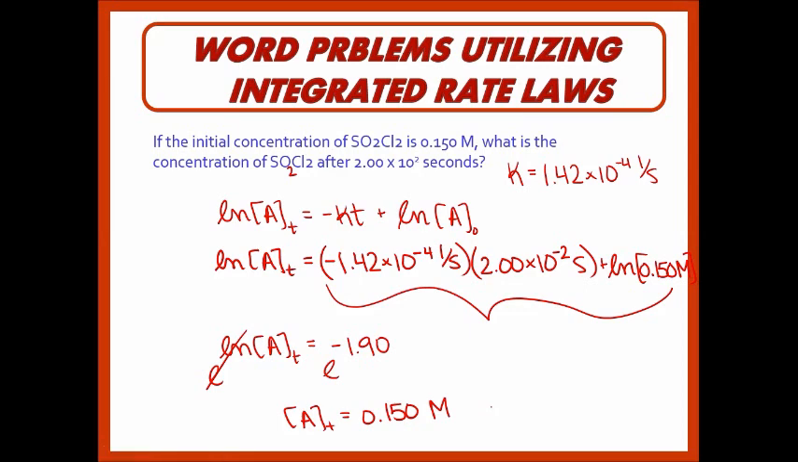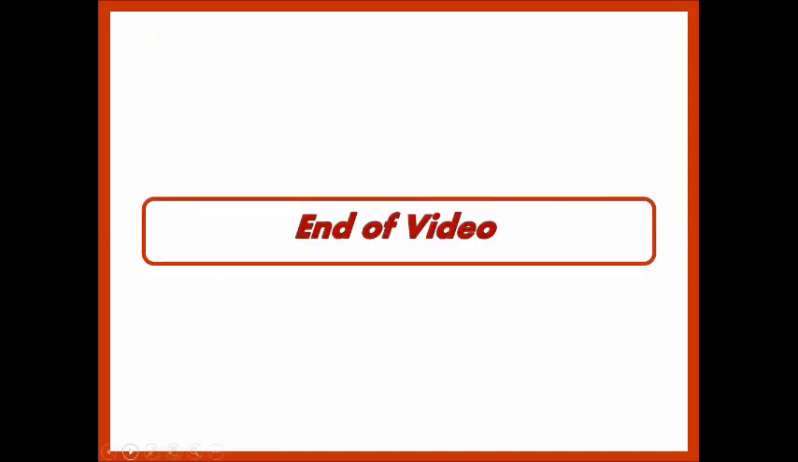So in this video, we've seen how we can use integrated rate laws to solve for different variables, such as time and reactant concentration at a time. You can also use integrated rate laws to solve for the rate constant K, and even solve for the initial concentration of the reactant.